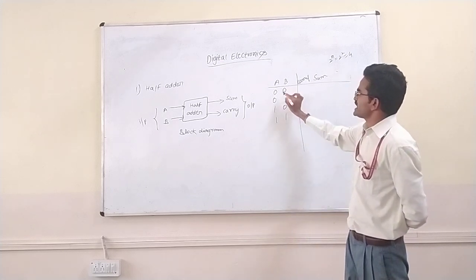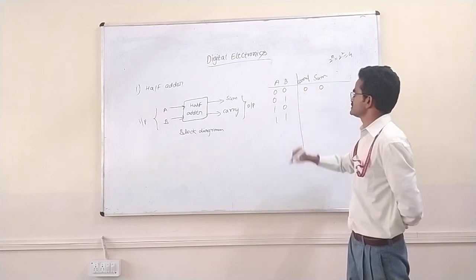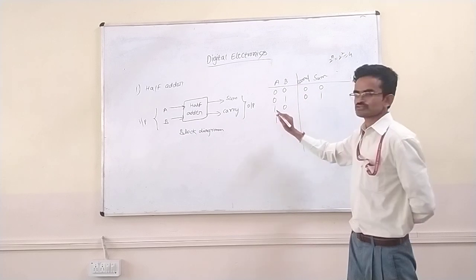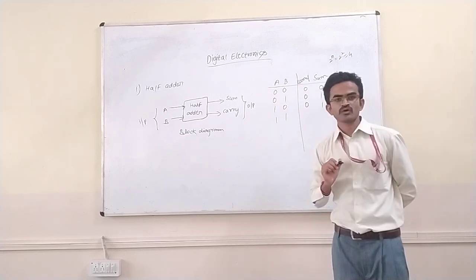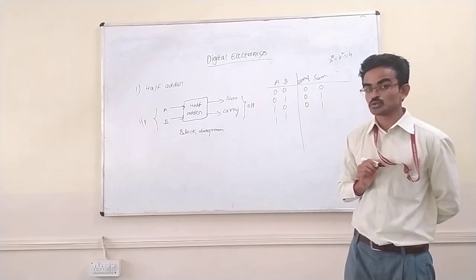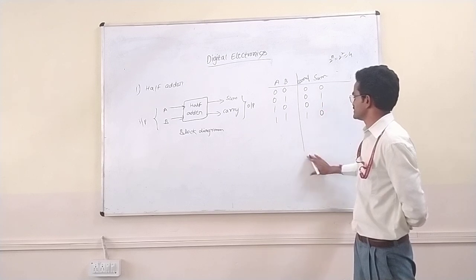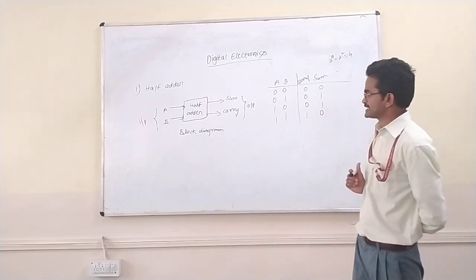Now see here, we add the two values. 0 plus 0, sum is 0 and carry is 0. 0 plus 1, sum is 1 and carry is 0. 1 plus 0 is 1, so sum is 1, carry is 0. 1 plus 1: what is 1 plus 1? 2. How do we represent 2 in binary? This is nothing but 1 0. So this is the truth table for the half adder circuit.